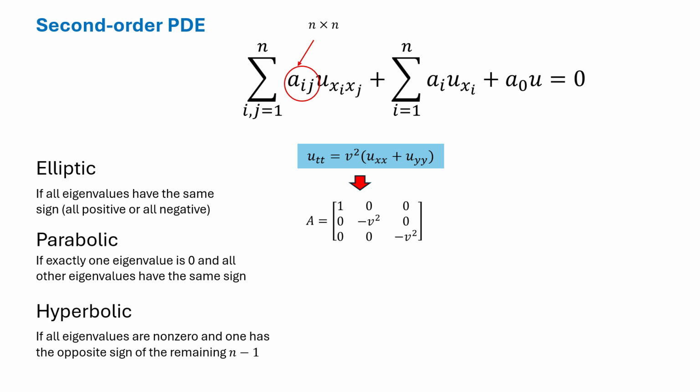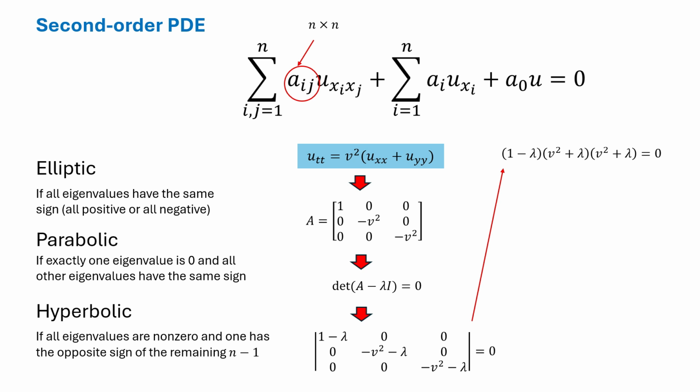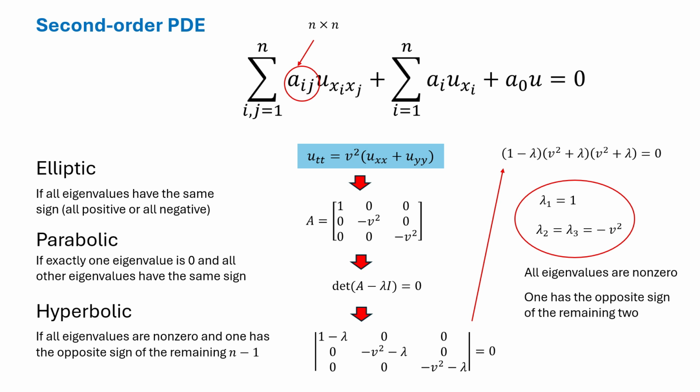But let's quickly look at the process of getting the eigenvalues of a 3 by 3 matrix. For this, we solve the characteristic equation, which is the determinant of A minus lambda I equals 0. Solving the determinant yields this equation, which gives the same results as the diagonal elements in matrix A. In this case, all eigenvalues are non-zero and one of them has the opposite sign of the remaining two, which tells us that the wave equation is a hyperbolic PDE.